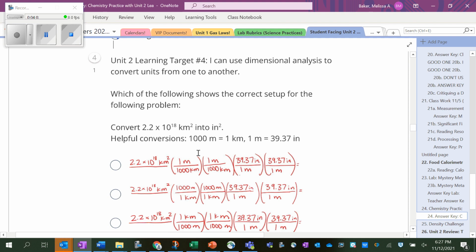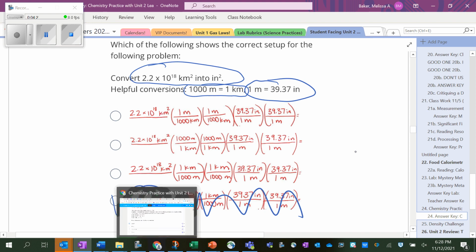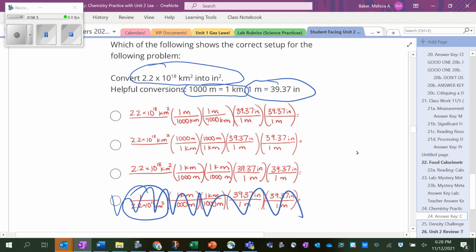All right, learning target 4, I can use dimensional analysis to convert units. What if I need to convert kilometers squared into inches squared? 1 kilometer is 1,000 meters, and 1 meter is 39.37 inches. So first I would want to write out what I know, not 1 over what I know. See, this one had 1 over the 2.2. That's not right. I want to get kilometers into meters, and it's 1 kilometer equals 1,000 meters, not the other way around. Not 1,000 kilometers is 1 meter, so that's not right. Okay, I want kilometers on the bottom because I want those to cancel out. And then I want meters into inches squared, so it's this one.